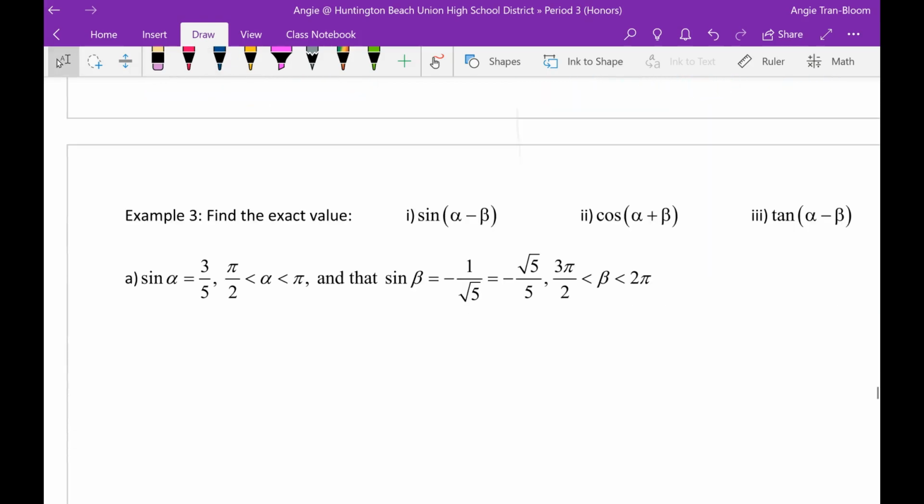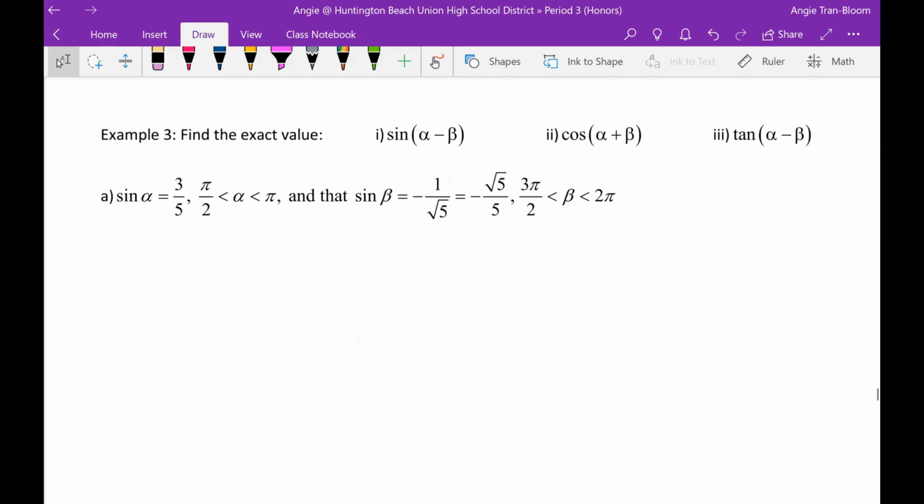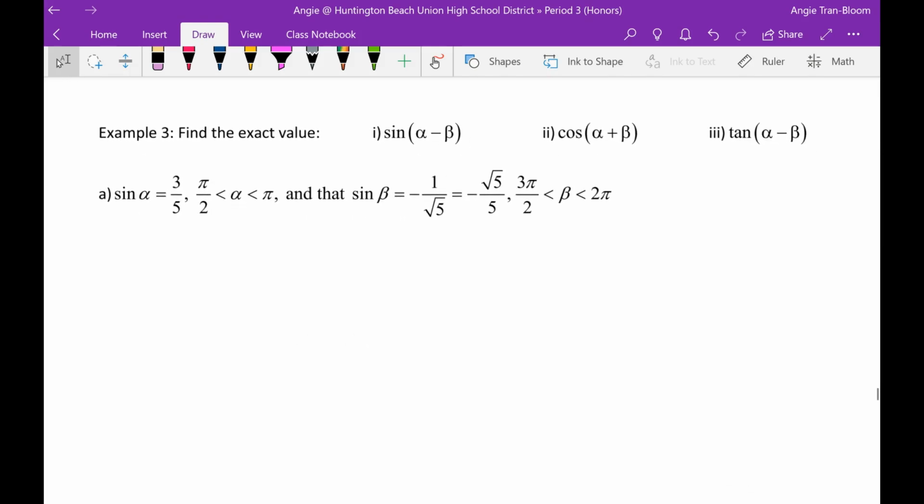Example 3 is probably going to take us the remaining time. Example 3 has two parts, A and B, and each part has 3 components: 1i, 2i, and 3i. Again, find the exact value. 1i says find sine of alpha minus beta. 2i says find cosine of alpha plus beta. And 3i says find tangent of alpha minus beta. Now in your homework, and eventually your classwork, it has 6 parts. I'm only doing 3 parts. What do you think the other 3 parts are? The other one, right? The plus for sine, the minus for cosine, and the plus for tangent. We're going to practice half.